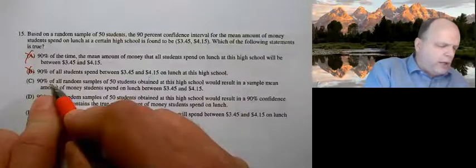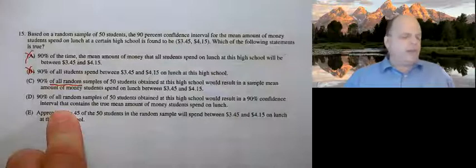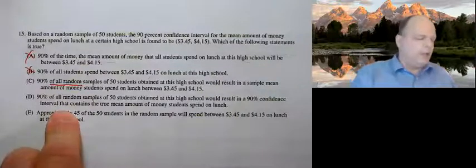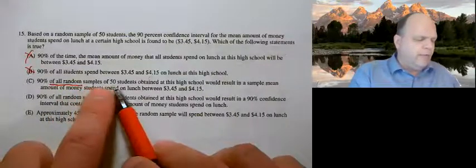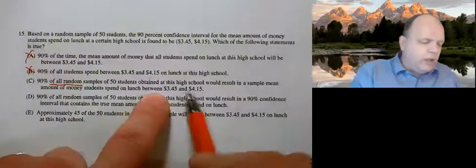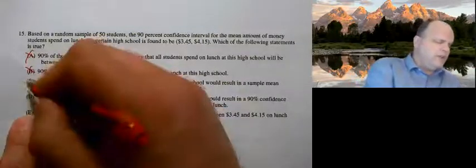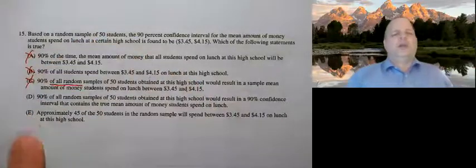When I say of all random samples, that's another way of saying in repeated sampling. So in repeated sampling, 50 students obtained would result in a sample mean that lies within this. No, because there's a 10% chance that it doesn't do this. So this is also not true.